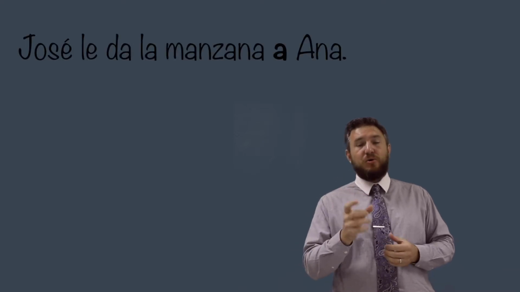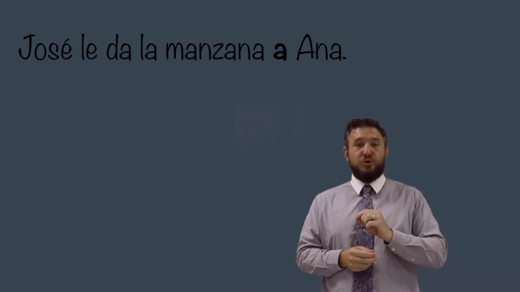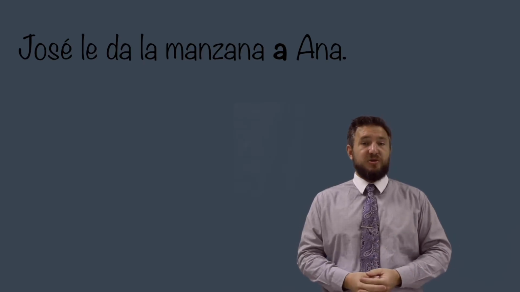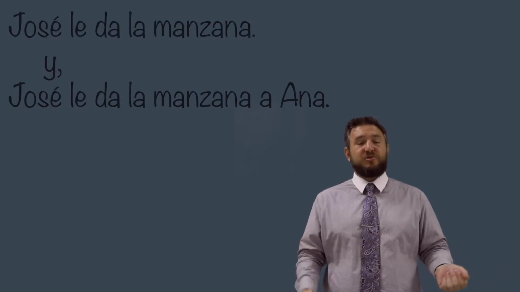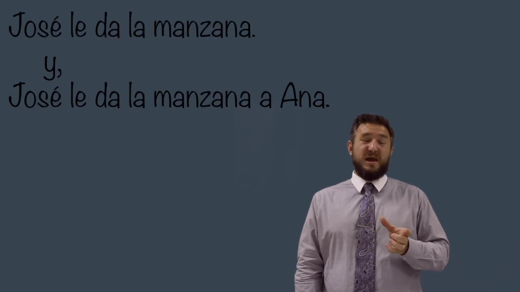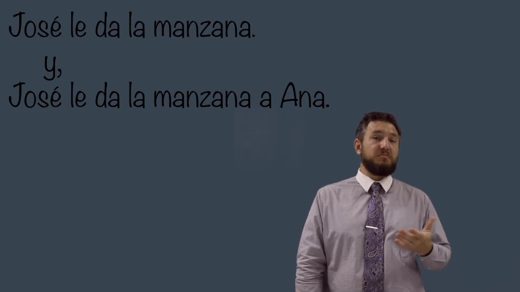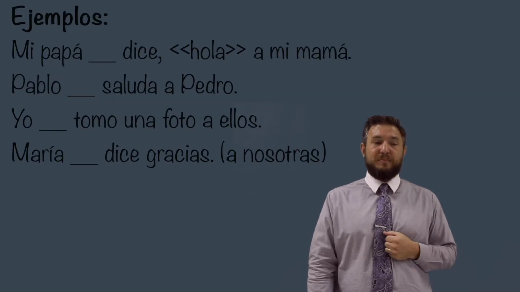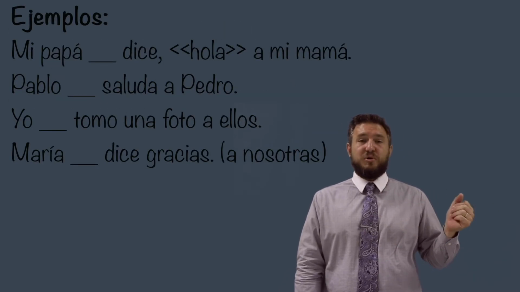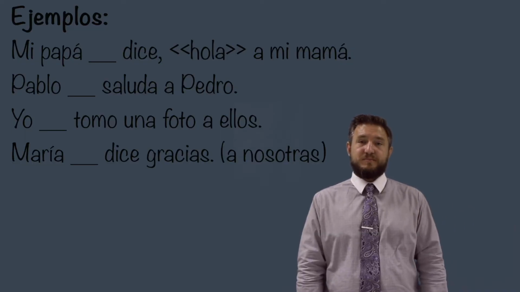The word a, or sometimes para, is your clue that you will most likely use the indirect object pronoun in the sentence. Notice that we never ever do this in English. If we did, it would be Jose gives her the apple to Ana. And again, that would make Jose look silly. But in Spanish, it's okay to do this. In fact, a lot of the time, or even most of the time, they use the indirect object pronoun and the original noun in the same sentence. Here are a few example sentences with some blanks for you to practice. Pause the video if you need to.